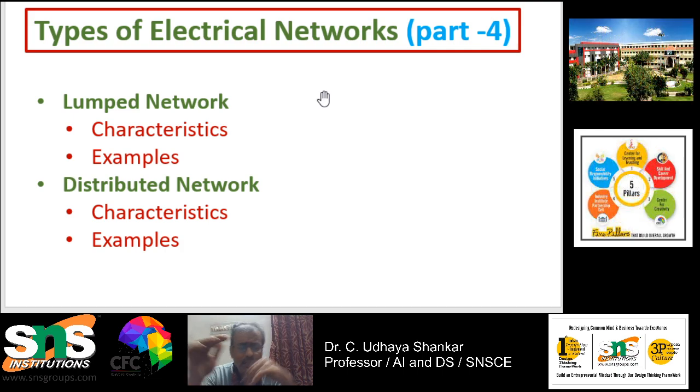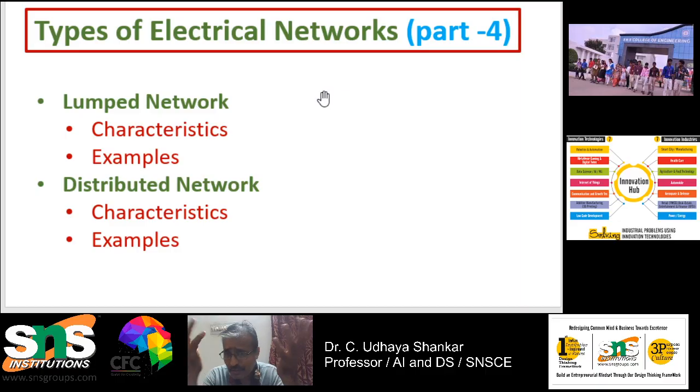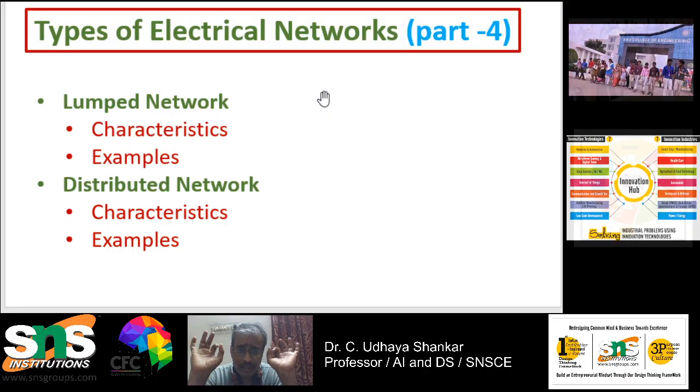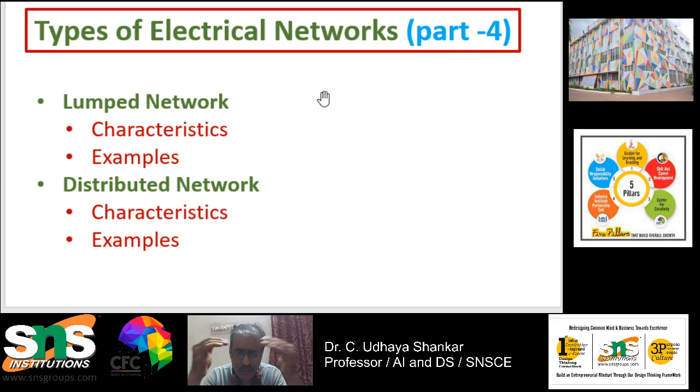Then what do you mean by a distributed network? A network in which the circuit elements like resistor, inductor or capacitor are not physically separable, and are used only for analysis purposes, is called a distributed network. I will give you one small example.